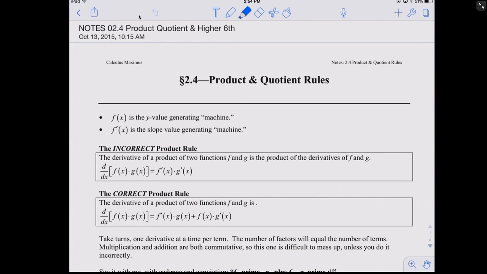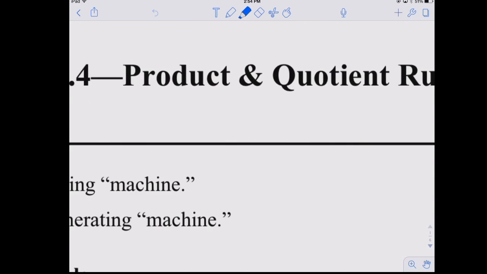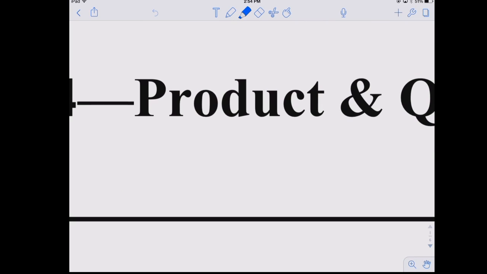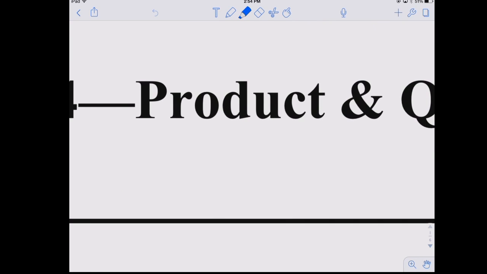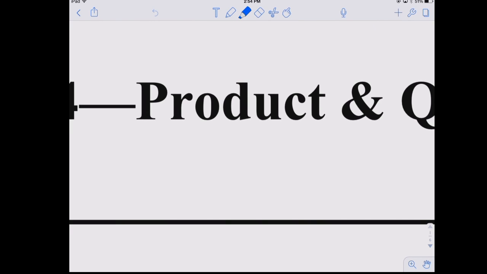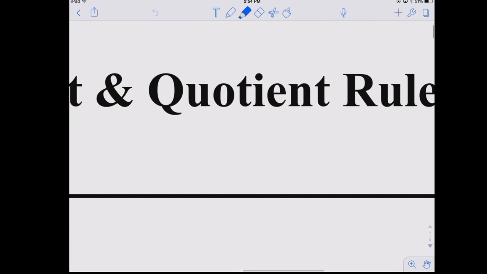All right, 2.4. We're learning two more rules, the product rule and the quotient rule. The product rule is going to be useful for finding the derivatives of two things that are what multiplied together, do you think? Multiplied. Product, multiplied. A quotient rule is going to be used for finding the derivative of two functions that are what-ited? Divided. Good, divided. Sets you up for success.